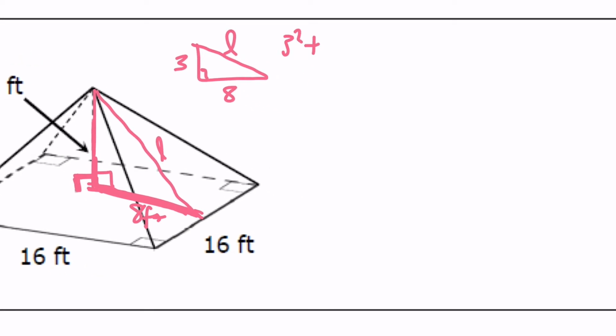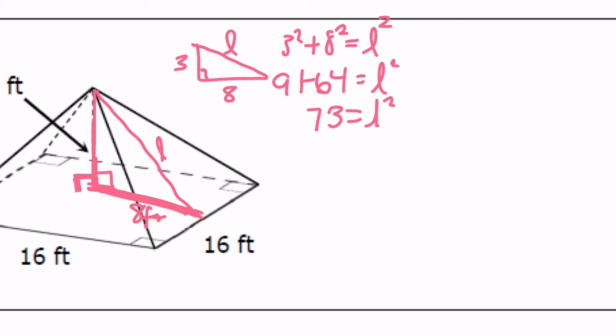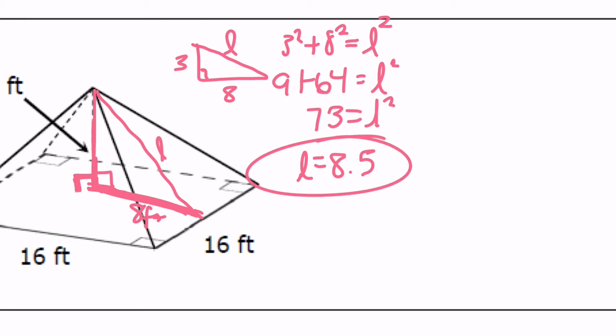So 3 squared plus 8 squared equals L squared. So 9 plus 64 equals L squared. So 73 equals L squared. So then L equals, what did I say it was? 8.5. Okay. Now I've got my slant height.